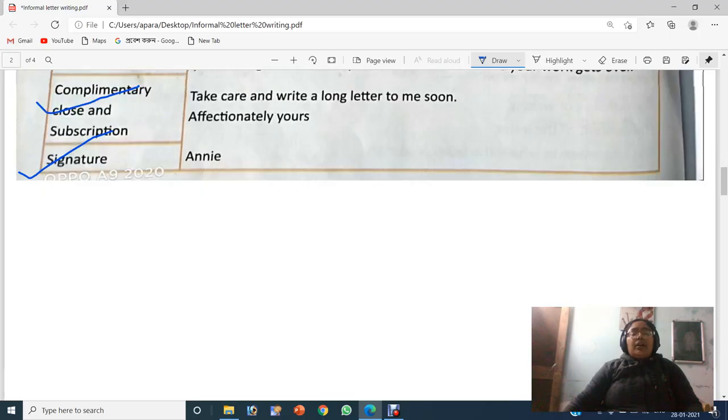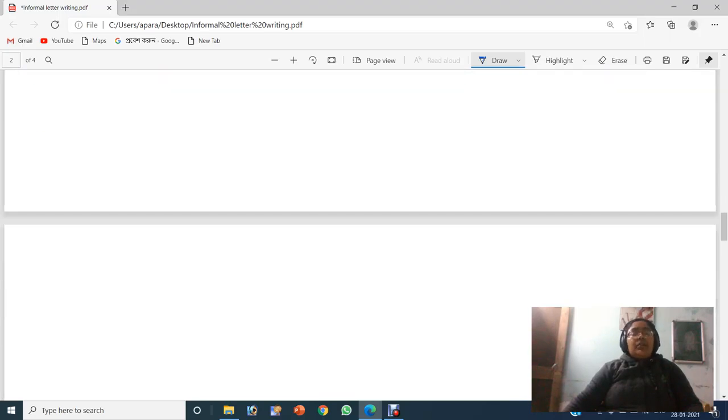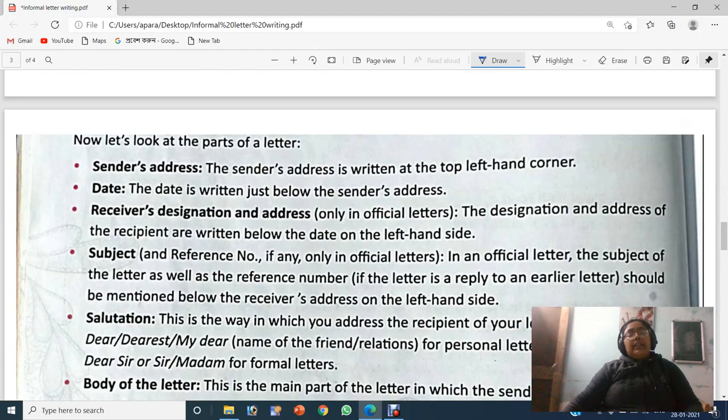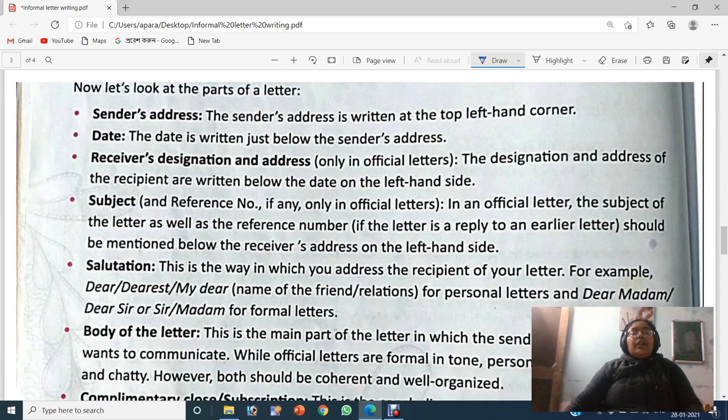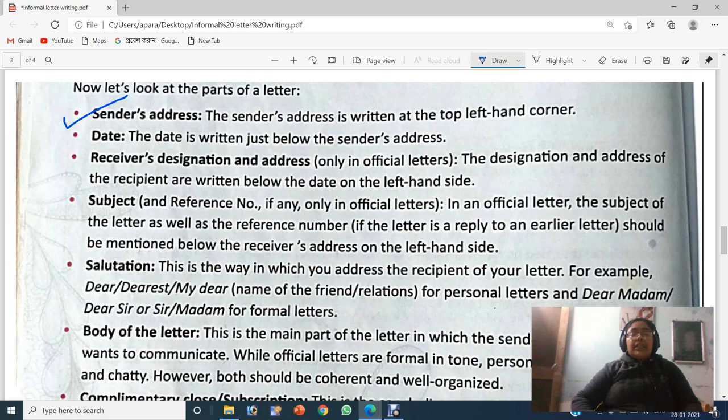Now coming down, I have got to tell you all some things more about letter writing. Let's look at the parts of a letter. What does each and every part contain? The first one is the sender's address. What does it contain? The sender's address is written at the top left-hand corner.